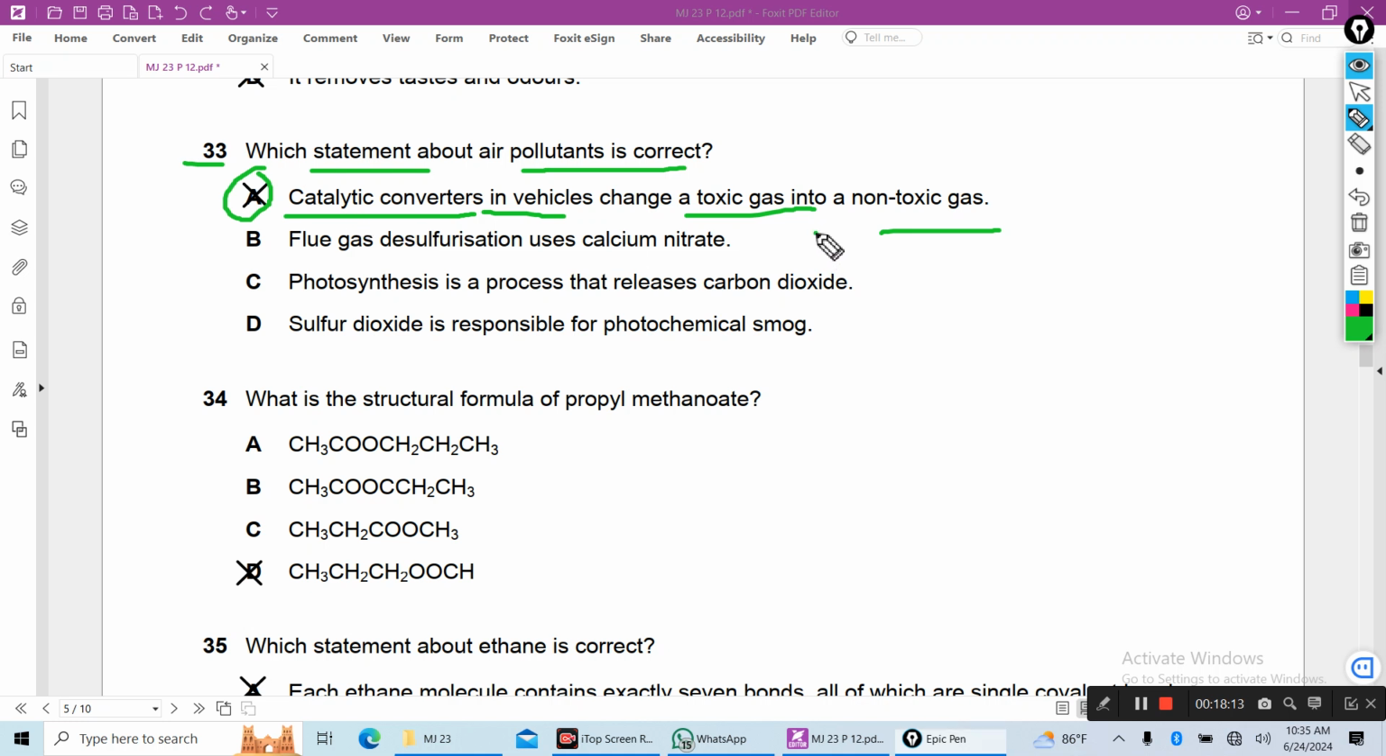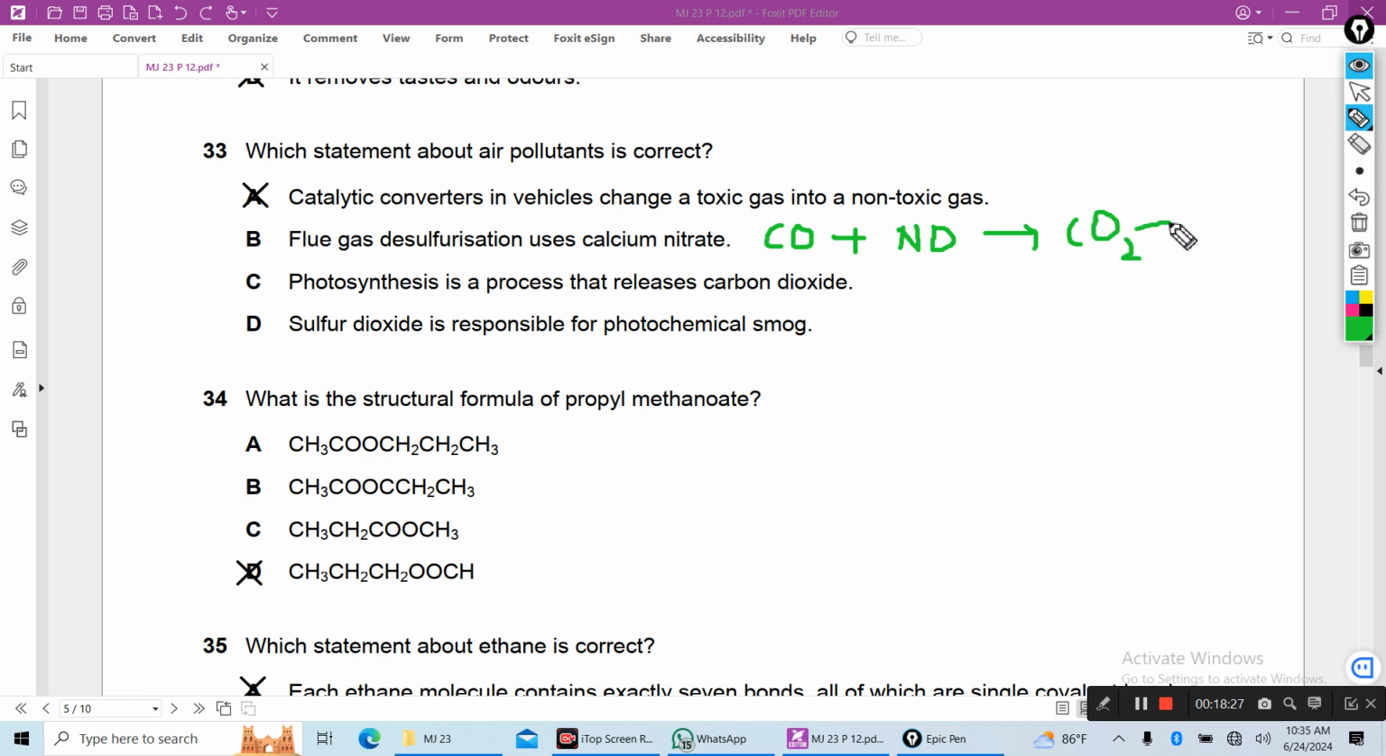Say, in a catalytic converter, carbon monoxide reacts with nitrogen oxide to produce carbon dioxide and nitrogen. That means harmful, toxic gases are converted to non-toxic, non-harmful gases.